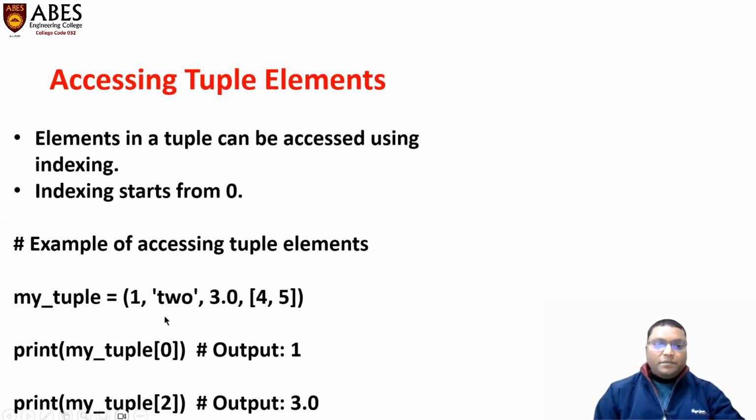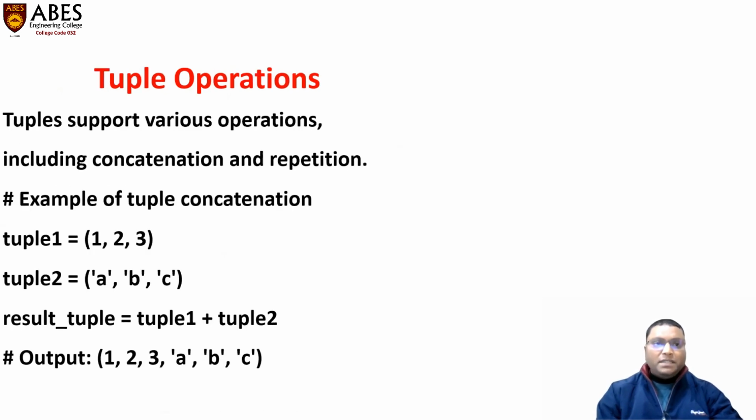If we want to know what is stored at location 0 of the tuple, then simply we have to write the code my_tuple[0]. If you print this, then you will get the output 1, because 1 is stored at location 0. Simply, we can understand the sequence: "TWO" is stored at location 1, 3.0 is stored at location 2, and [4, 5] is stored at location 3. So we can easily see here, print(my_tuple[2]) will give the output 3.0. This is a very simple tuple operation.